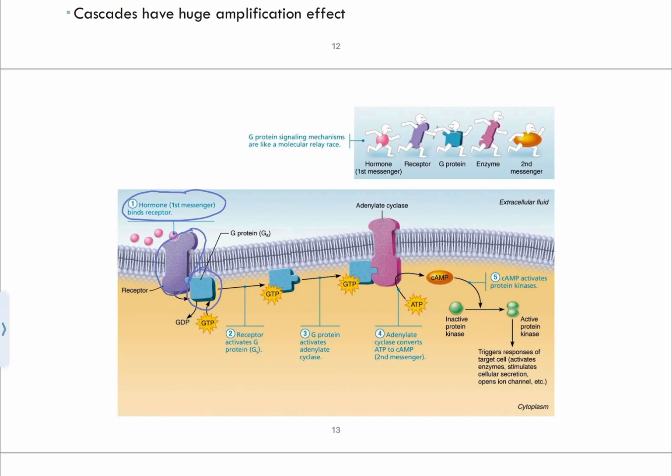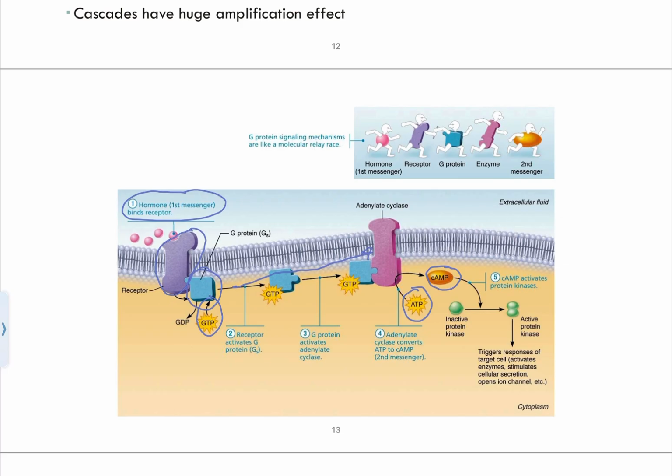Here's the G protein that is bound to the receptor. It's activated by the binding of GTP. So GTP means that it's activated, GDP means it's inactive. Once our G protein is activated by having GTP bound, it is going to translocate across the plasma membrane until it binds to adenylate cyclase. Once our G protein GTP complex is bound to adenylate cyclase, our adenylate cyclase is going to convert ATP into cyclic AMP. That is our second messenger.